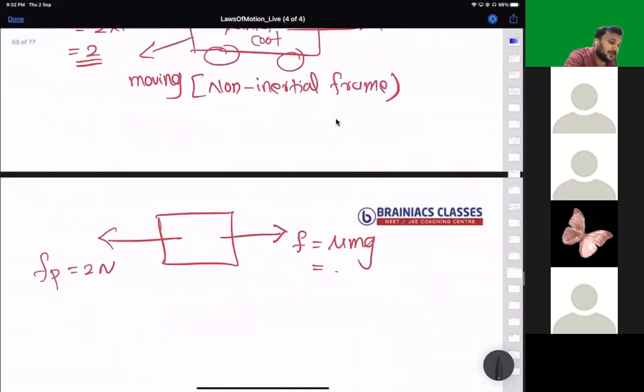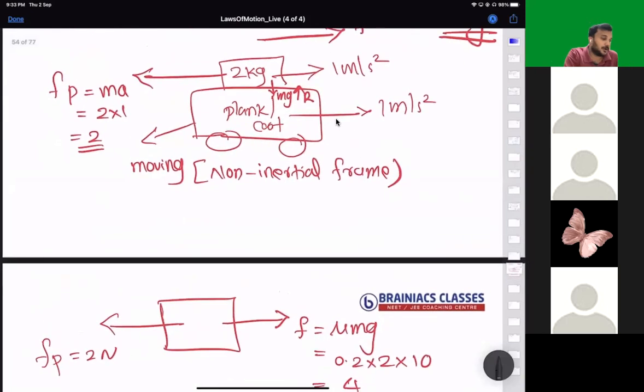I'll just use that value here. 0.2 into 2 kilogram into 10, 0.2 into 10 into 4. Okay. Now I got the frictional force, the value is 4 Newton. Pseudo force, the value is how much? 2 Newton. So I got this one.